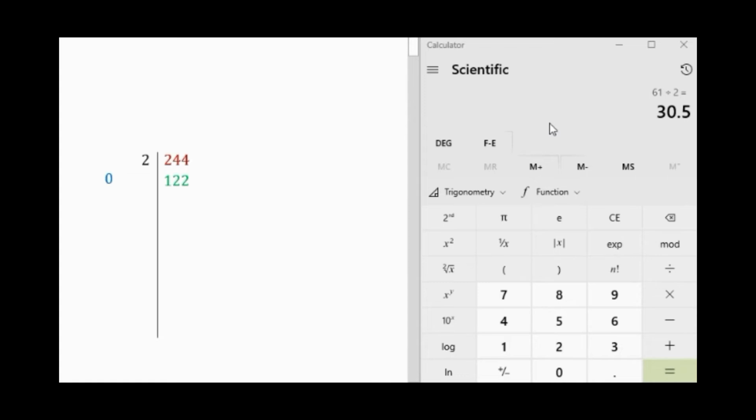Here is another way to do repeated division by 2. 244 divided by 2. The result is 122. You write 122 here. The remainder is 0. Repeat the division by 2. Divide 122 by 2 equals 61.